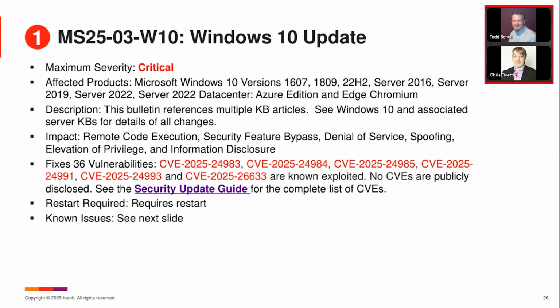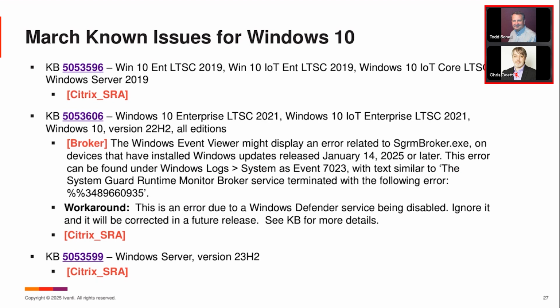Windows 10, same number of vulnerabilities addressed. There are some slight differences in the actual vulnerability numbers in case you're wondering. This particular first CVE here was not present in Windows 11, but it is present in Windows 10. That's the 24983 vulnerability. So all 6 of the 0 days Chris talked about are fixed in Windows 10. This one was not present in Windows 11, as I said. Couple of known issues around Windows 10. Again, that same Citrix issue that I talked about earlier.